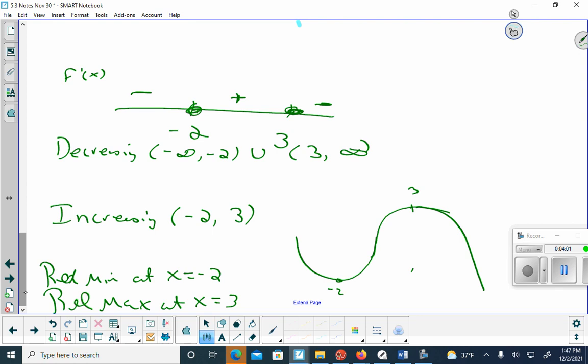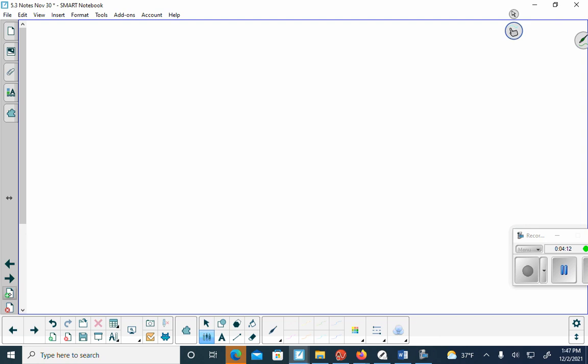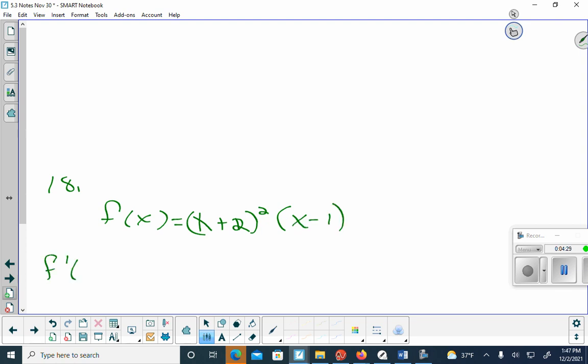Which one was not the critical number? 18. F of x is equal to x plus 1 squared, yes? Then x plus 2 squared, then x minus 1? So you took the derivative of this, doing the product rule, yes?